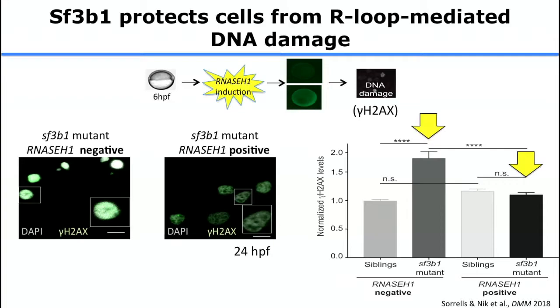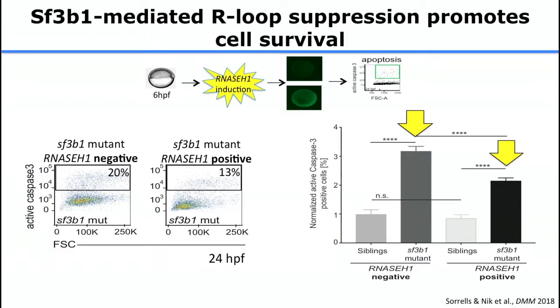But upon RNase H overexpression, we see a really significant diminishment of the gamma H2AX levels, demonstrating that the R-loops are indeed mediating the DNA damage response. And then the last thing we showed was, so we came from this to try to understand what was causing the brain cell death in the neurons of these Sf3b1 mutant zebrafish.